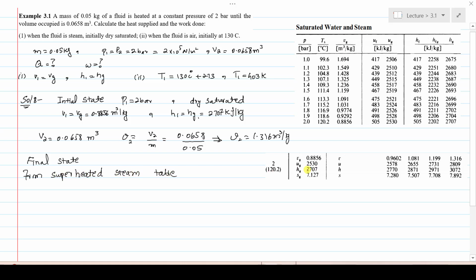This is a portion of the superheated steam table. This is the pressure 2 bar, and this is the specific volume. At specific volume 1.316 meter cube per kg, the corresponding enthalpy H2 value is 3072 kilojoule per kg. So H2 is equal to 3072 kilojoule per kg. We have seen this from the superheated steam table at pressure 2 bar and specific volume 1.316 meter cube per kg. You can see it in this portion of the steam table, and its corresponding enthalpy value is here.